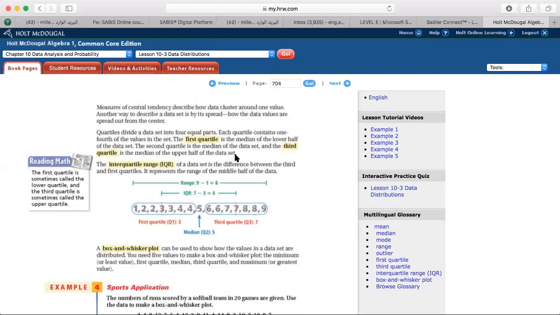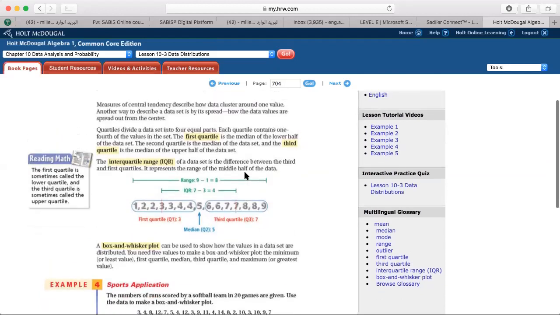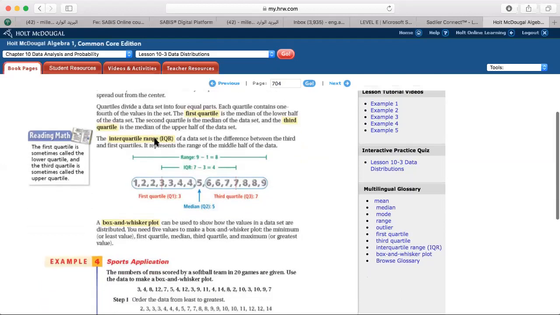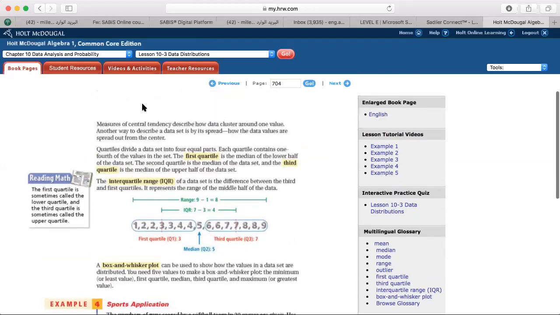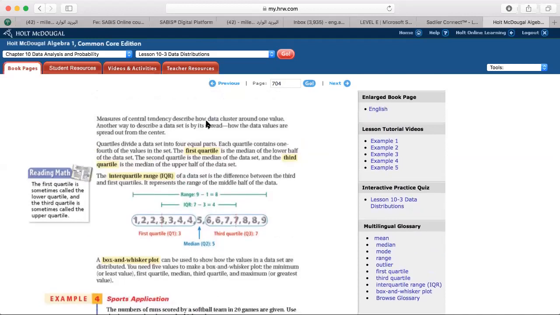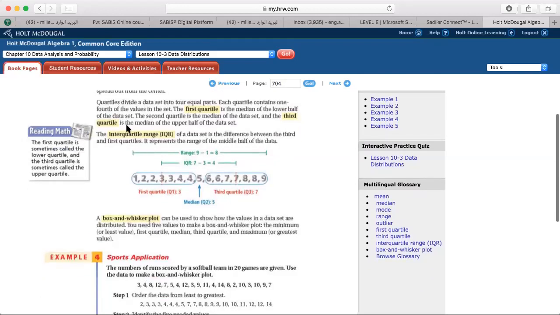What is the box and whisker plot? In the beginning, you feel it's a little bit complicated, but when you solve a problem, you will feel it's so easy and so interesting. Okay, let's start from here. Quartiles. This is a new word that we're going to use.